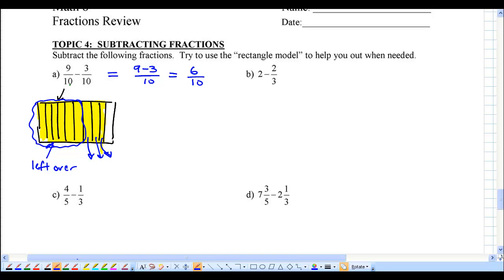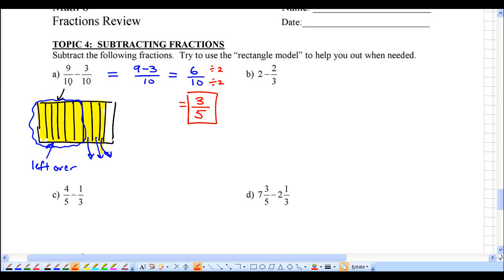6 out of 10. Now, ladies and gentlemen, leave your answer like that, and I'll mark it wrong. Why? Lowest terms. Thank you. So what number is easily divided by both 6 and 10? 2. Good. So divide both 6 and 10 by 2. You get 3 over 5. And now I'm happy, we're done. Okay? All right. Let's try B.